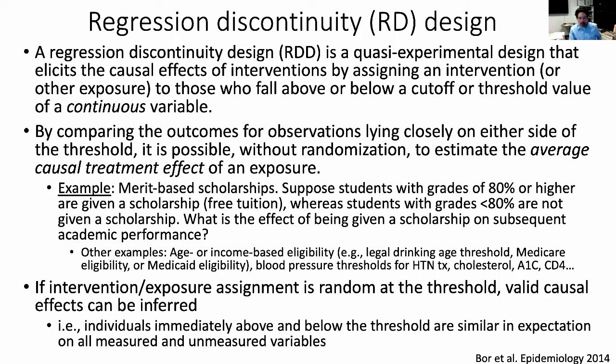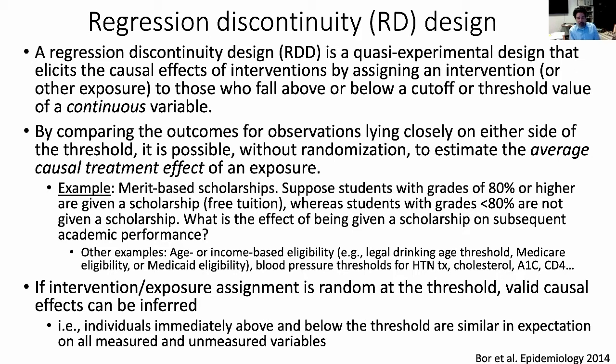So as an example here, there's something called merit-based scholarships. If students achieve a certain level of grades in their schoolwork, say 80% or higher, they get a scholarship that maybe gives them free tuition. Whereas students that have grades that are below that threshold are not given a scholarship. So this grade is a continuous variable, right? So you can ask the question, what is the effect of being given a scholarship on subsequent academic performance? And you can think about those people who are slightly below or above as essentially not that different from each other. There's a random component to grades, in addition to the non-random component that is driven by people's knowledge and people's talent, things like that.